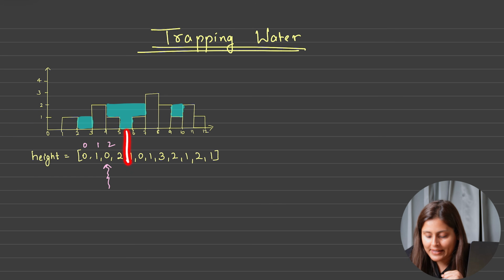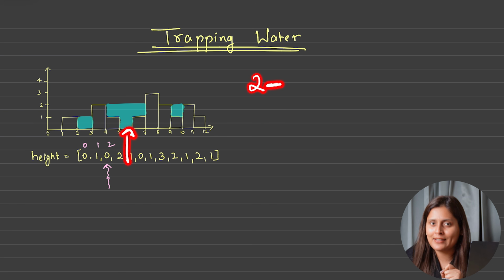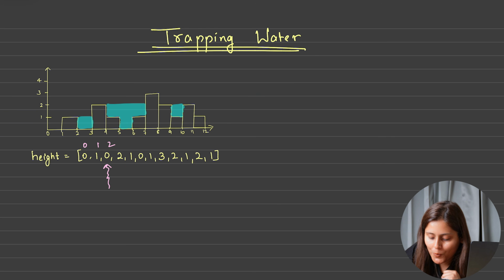Now we will move to this index. Correct? So when we move to this index, what is the left maximum till now? 2. Correct? So we will add 2 as water and we will subtract if there is any block at that index or not, and there is no block. So hence we will subtract 0 and the total amount of water is nothing but 2.